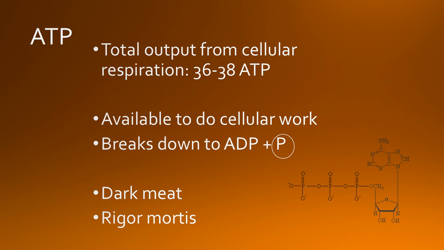So now that we're through cellular respiration, we have made ATP. That ATP is available to do work for the cell. When that happens, the ATP breaks down to ADP and a phosphate group.